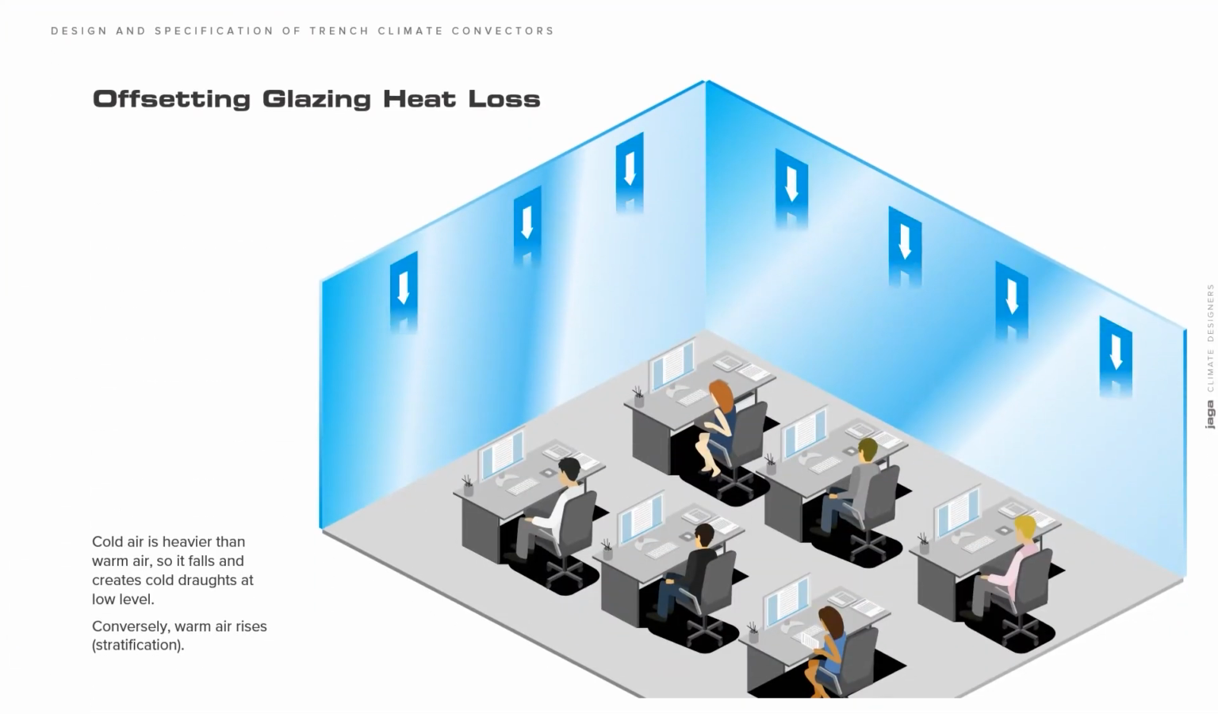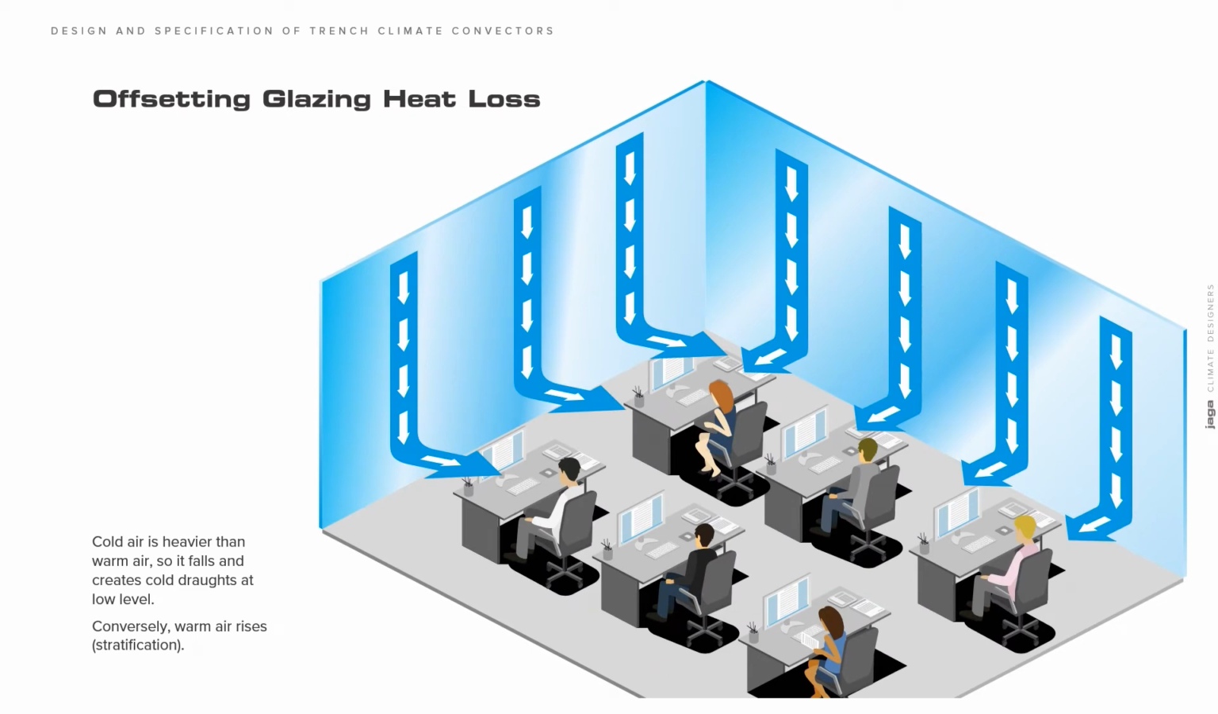Generally speaking, glazing loses more heat than any other building material. Therefore, the glazed facade is the highest source of heat loss. If we have a separate main heat source for the space, our trench climate convectors only need to provide sufficient heating to overcome the losses through the glazing. Start by calculating the heat loss of the glazed area and use this figure as a minimum requirement. It's fine to go for a bigger unit if preferred, as this will complement the main heating source.